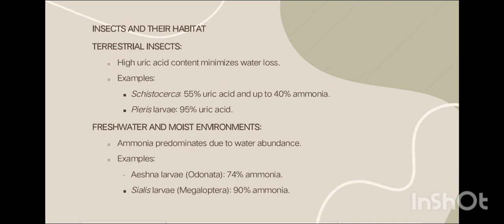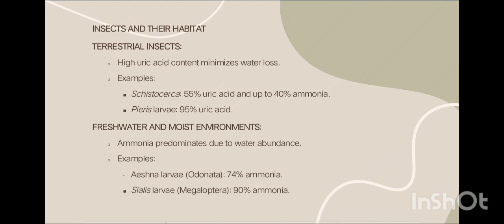Terrestrial insects will be high in uric acid content. We already talked about water loss, so to minimize water loss the uric acid content will be higher. In the case of Schistocerca, it is 55% uric acid and 40% ammonia.